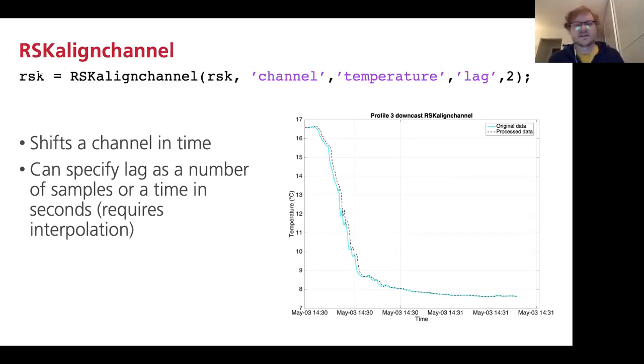You can see in the graph, the blue curve is the original data, and the black dashed curve is the lagged data. This is helpful when you're trying to align conductivity and temperature to reduce salinity spiking.